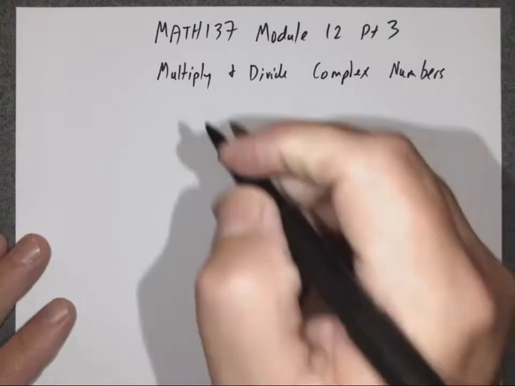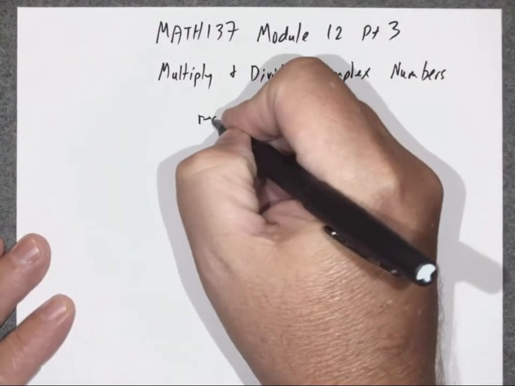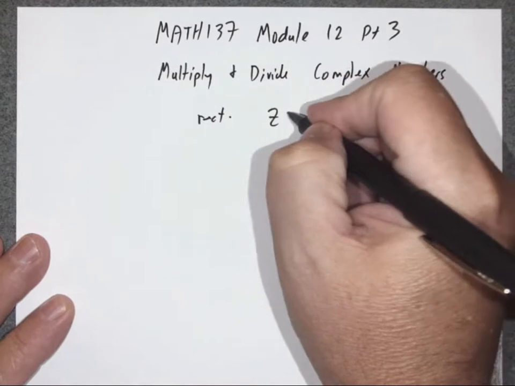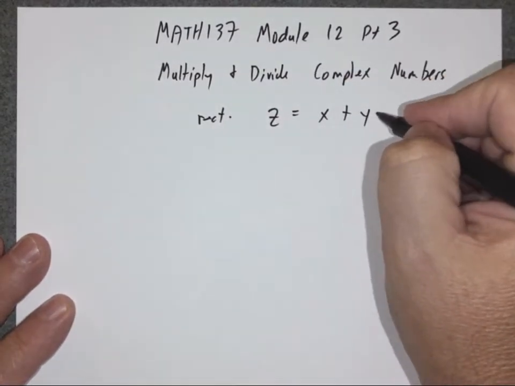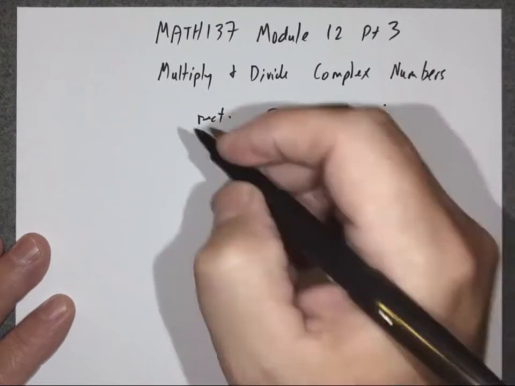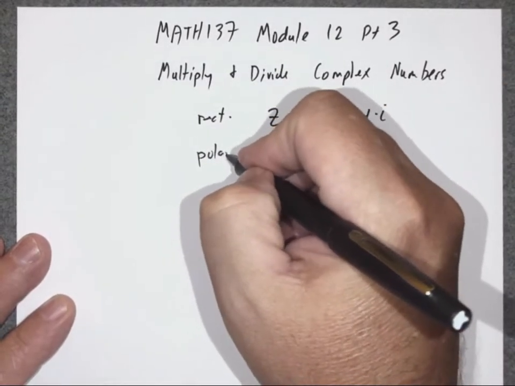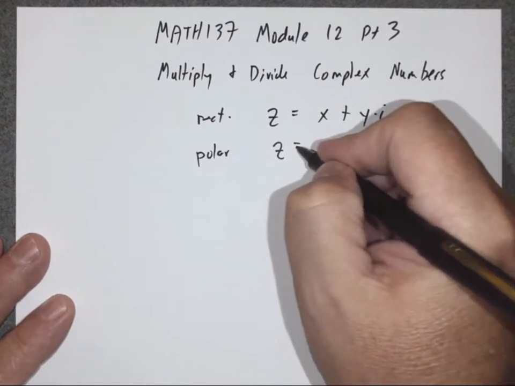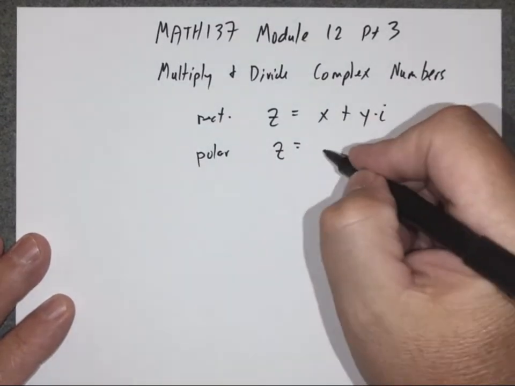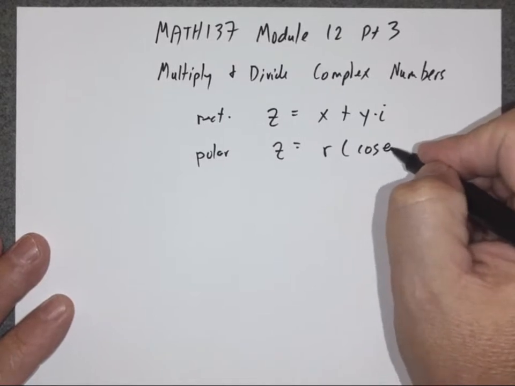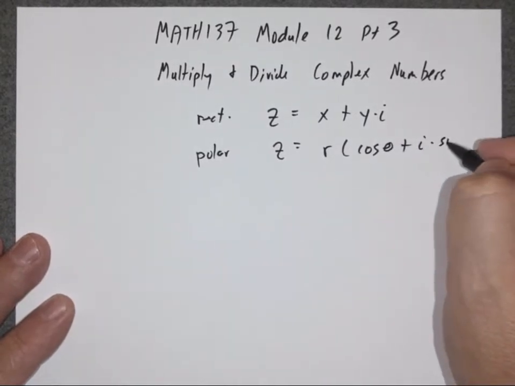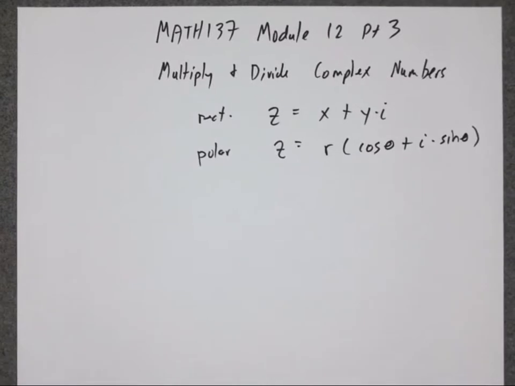So just as a quick review, in rectangular form, if z is a complex number, we said it is x plus y times i. If we write the complex number in polar coordinates, it's r times the quantity cosine theta plus i times sine of theta. So we did all this last lecture.